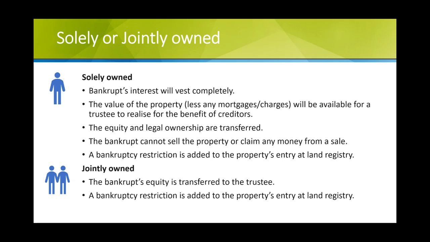In a jointly owned family home, only the bankrupt's share of the equity is transferred to the trustee. A bankruptcy restriction is added to the property's entry on land registry. This means the trustee will be told of any dealings connected to the home, for example, if the bankrupt tries to sell it.